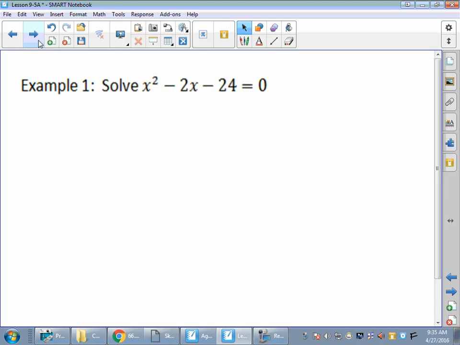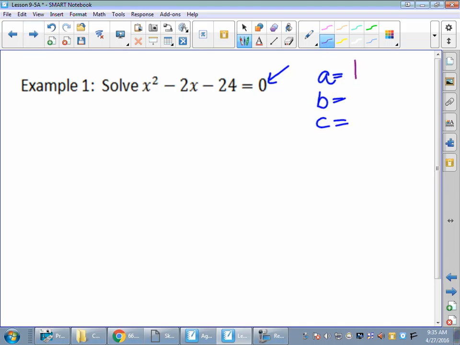So my equation is x squared minus 2x minus 24. Notice it's equal to 0. So I can define my a, b, and c. What's my a value? Remember, no variables. Sometimes people try to put variables into the quadratic formula. That's a mess. We don't need variables. We only need the number in front of, or the coefficient. So a is 1, b is negative 2 and c is negative 24.